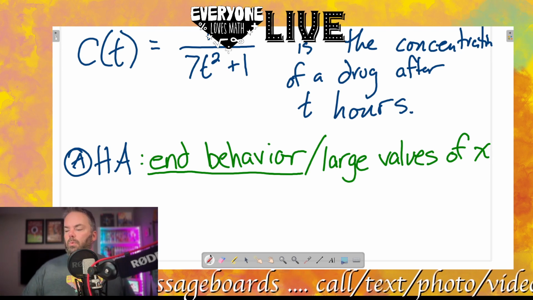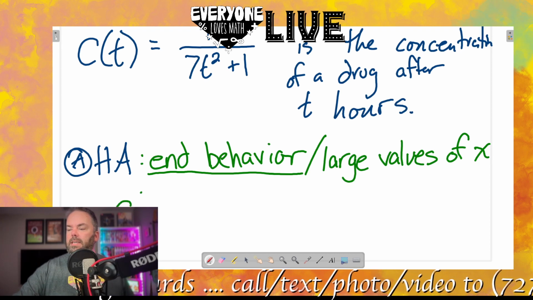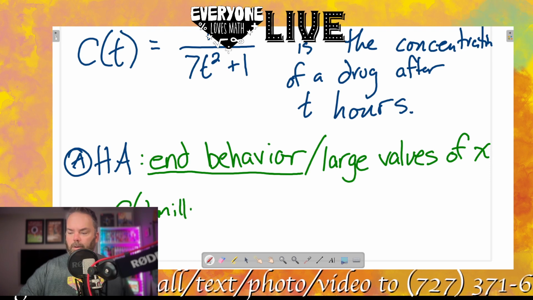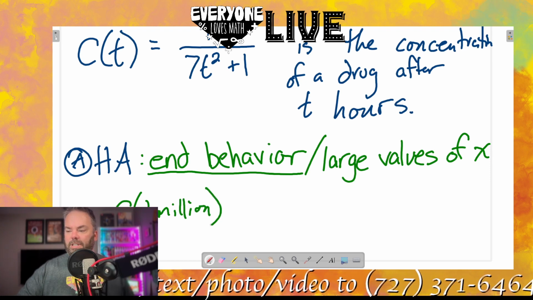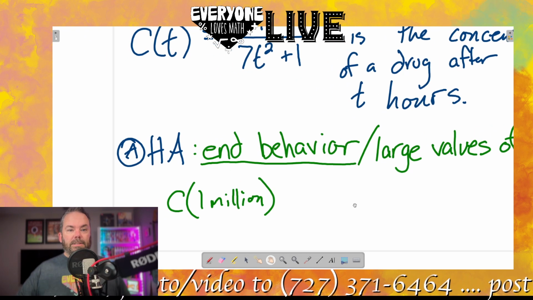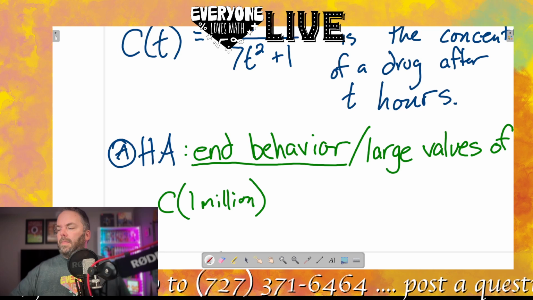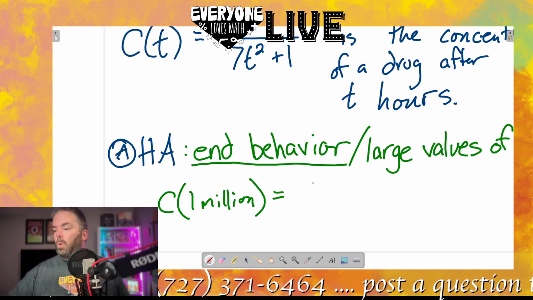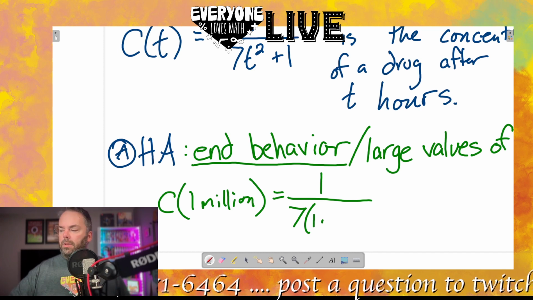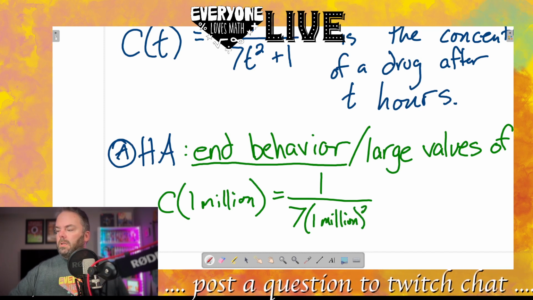So to consider the horizontal asymptote, I'm going to look at C of 1 million. I'm not even going to write it out, I'm just going to put 1 million. Oh, you can't see that. There we go. See, I wrote C of 1 million, and that equals 1 over 7 times 1 million squared plus 1.